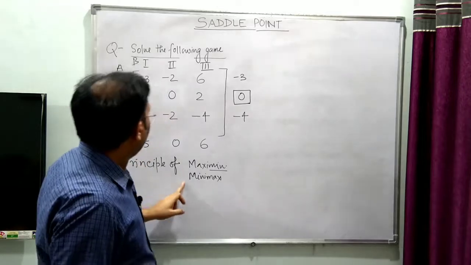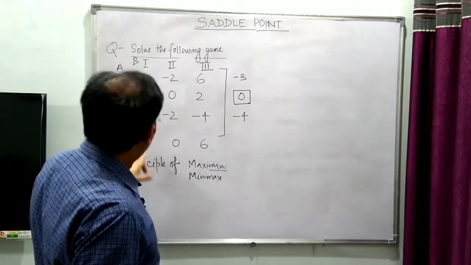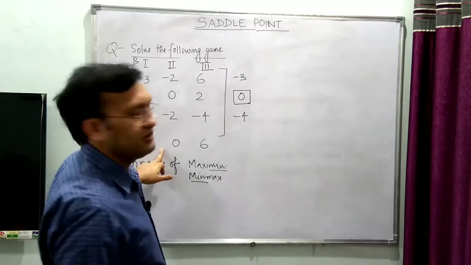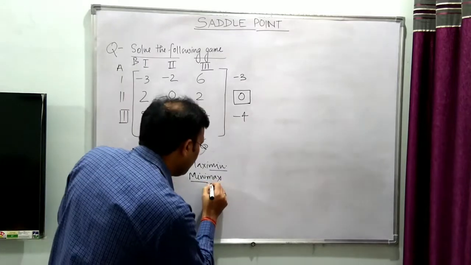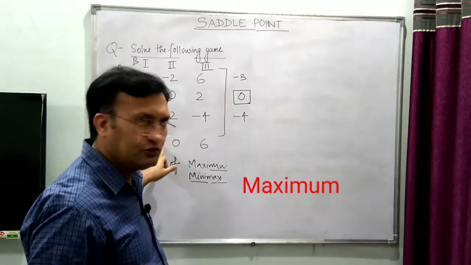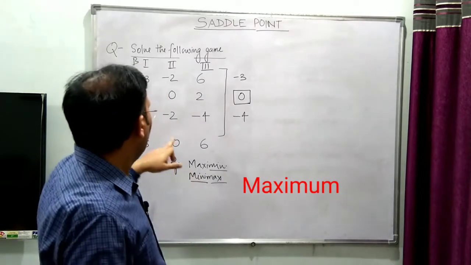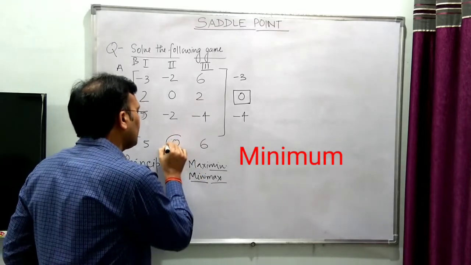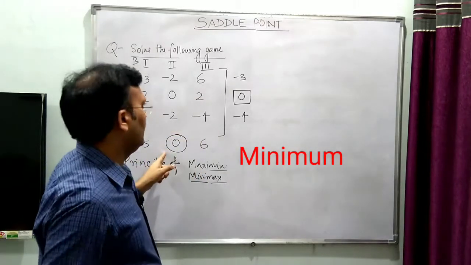Now we will be looking for the minimum element in the column, right? Always start from the back. Maximum we have found out. Now we will go for minimum. So in column, what is minimum? Minimum is 0, so we are going to cover it with the circle.